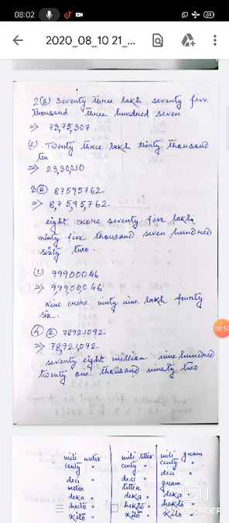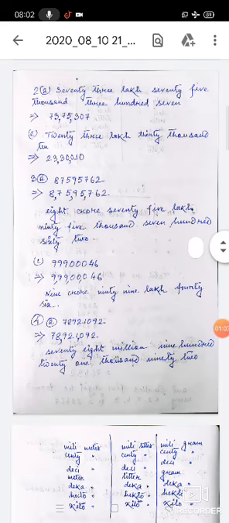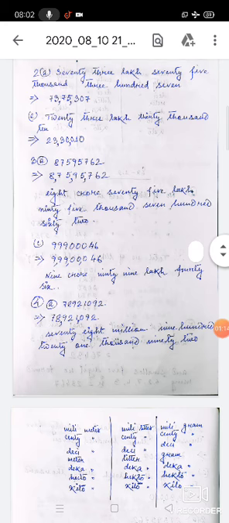Okay. Next, number E, 23 lakh 30,010. So 23 lakh 30,010. So use the comma. After 3 digits we use a comma, then after 2 digits we use another comma.